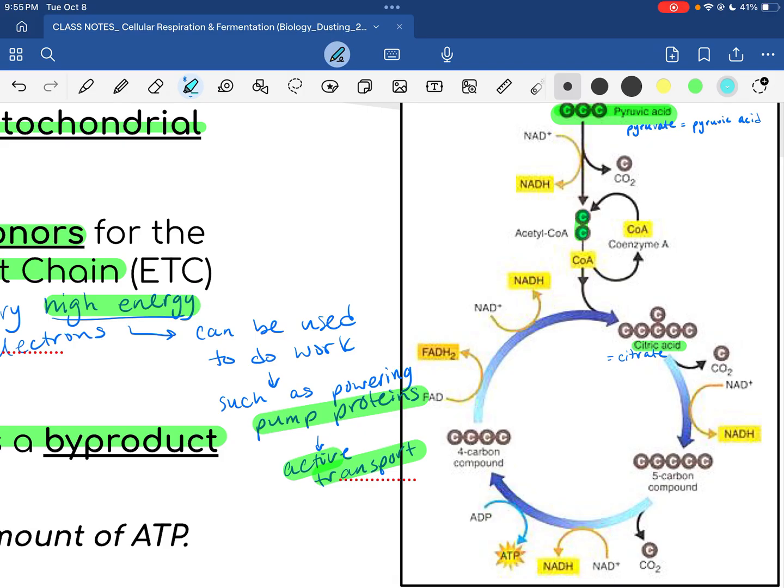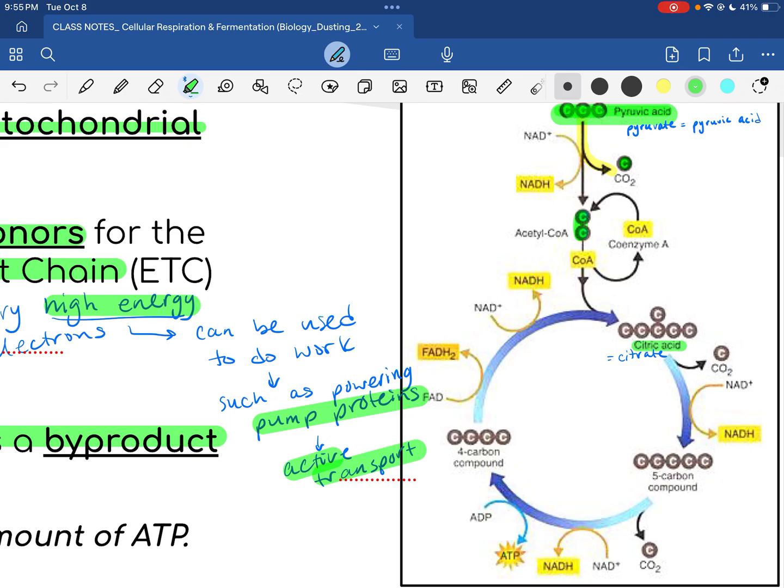So what happened here? Well, what actually happened is one of those carbons got removed from pyruvic acid, and it's been lost over here as carbon dioxide. Okay, so here it is over here, carbon dioxide. So anytime we go from like 3 carbons to 2 carbons, we must have lost a carbon, and usually we lose it as carbon dioxide.